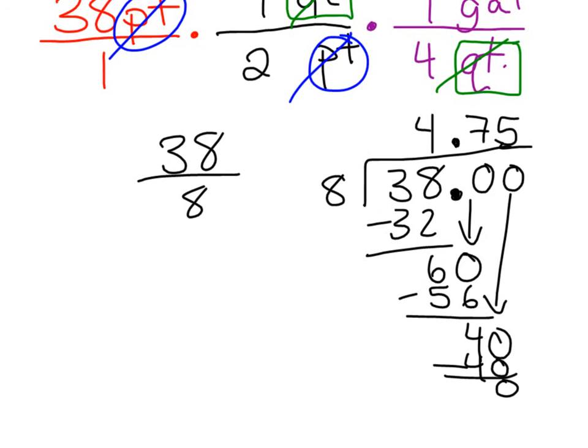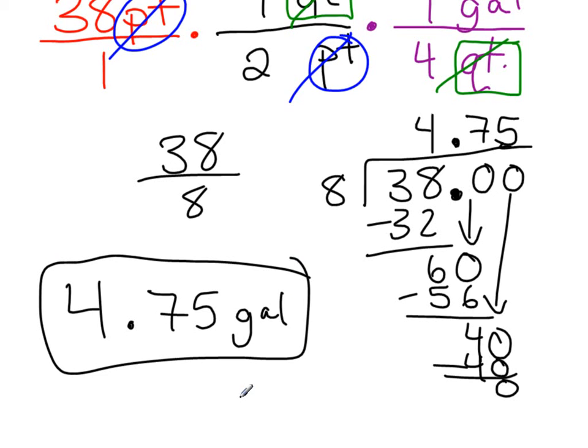And we have 4.75 gallons, which wasn't that horrible of a number for me making it up. And I'm sorry, I spelled gallons with a T. Okay, delete everything. So we have 4.75 gallons. And there's our answer. And that's it.